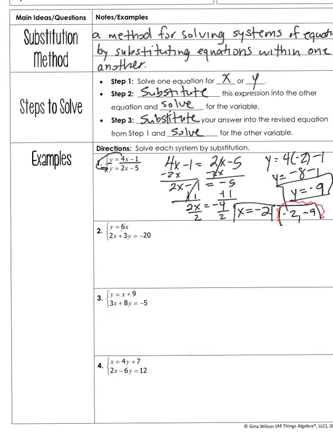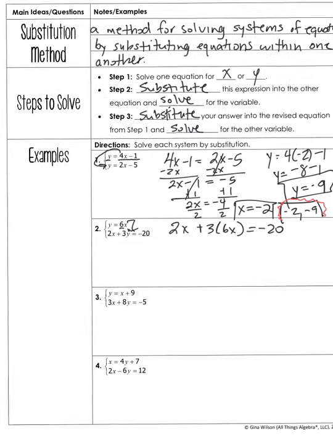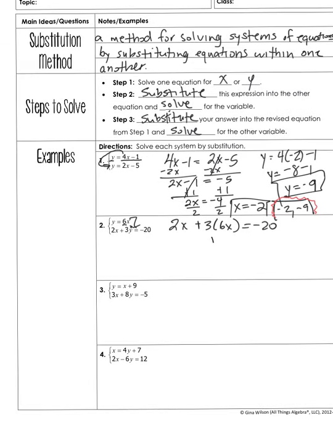Well, since the first equation is already solved for y, I'm going to take what y equals and plug it into the second equation. So 2x plus 3 times 6x equals negative 20. So all I did was substitute what y equaled in for y in the second equation. Now we're going to multiply. 3 times 6x is 18x. Okay. 2x plus 18x is 20x. And negative 20 divided by 20 is negative 1.